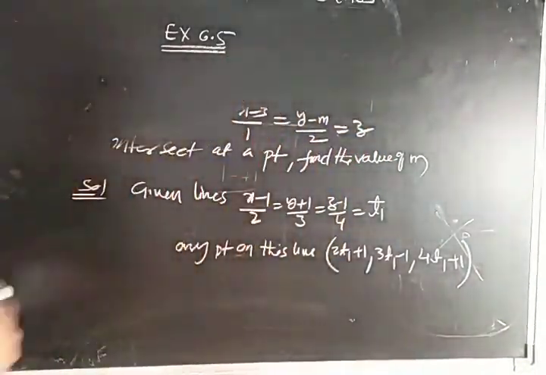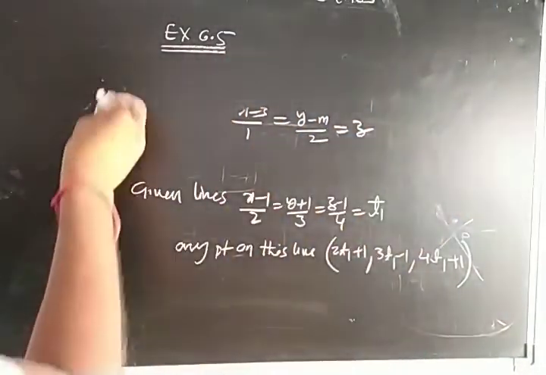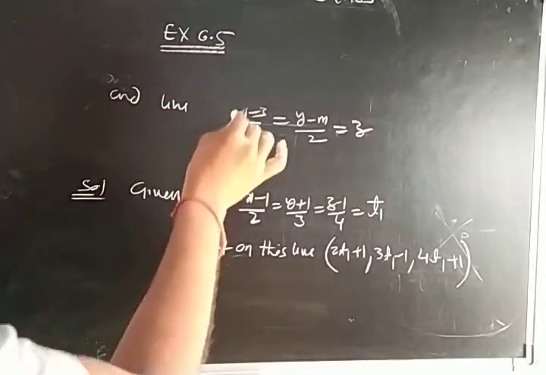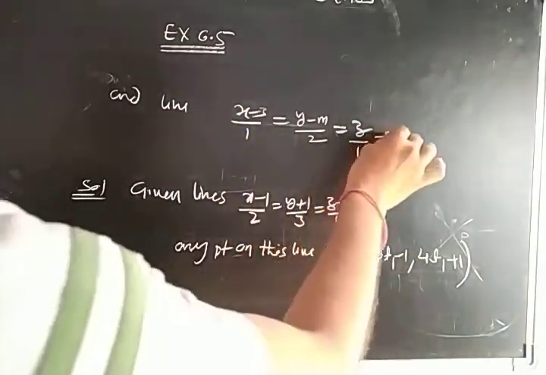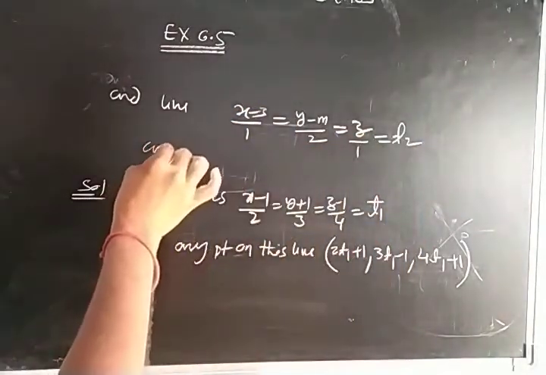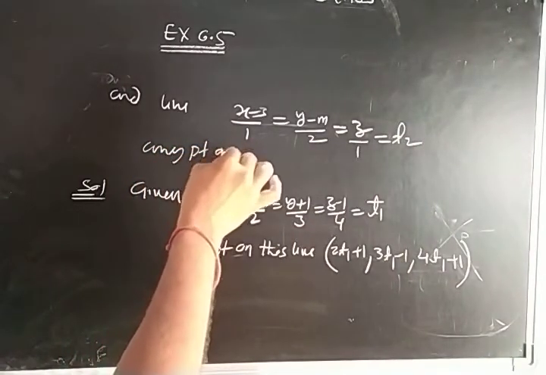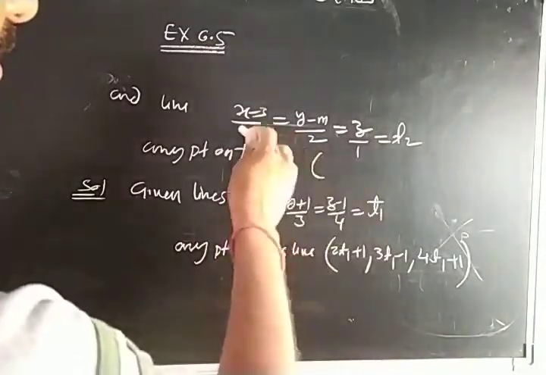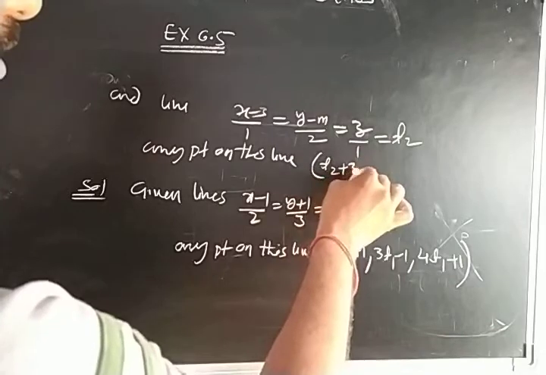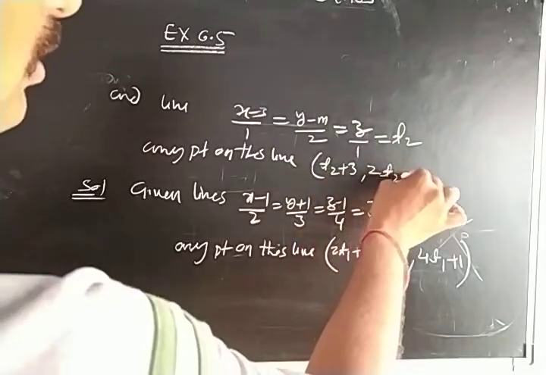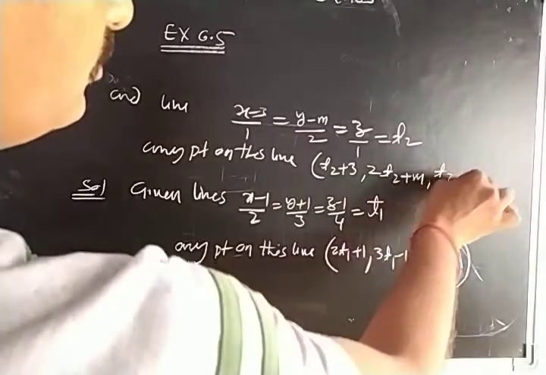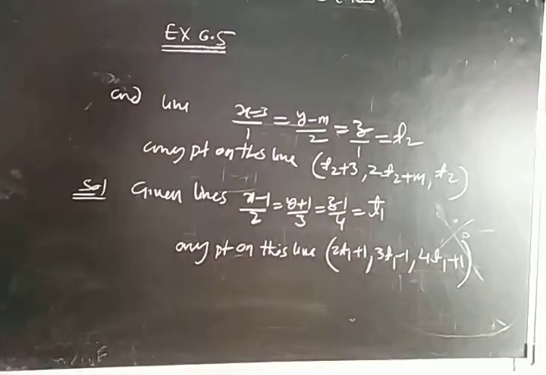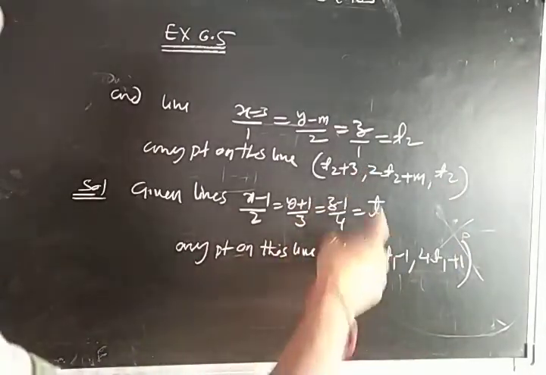And any point on the other line, the second given line. Say T2. Now any point on this line: x coordinate t2 plus 3, y coordinate 2t2 plus m, z coordinate t2. And these two are intersecting at the same single point, no? So I am taking that intersecting point by equating these two.